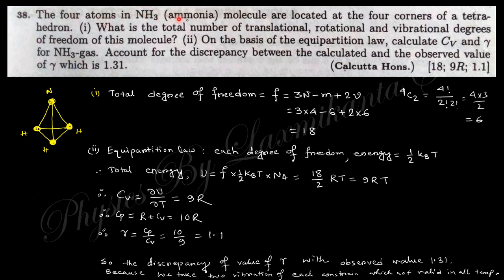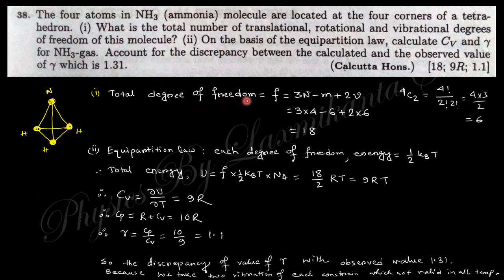four atoms of NH3, that is the ammonia molecule, are located at the four corners of a tetrahedron. These are the tetrahedron, and these four atoms of ammonia are situated there. What will be the total number of translational, rotational, and vibrational degrees of freedom?